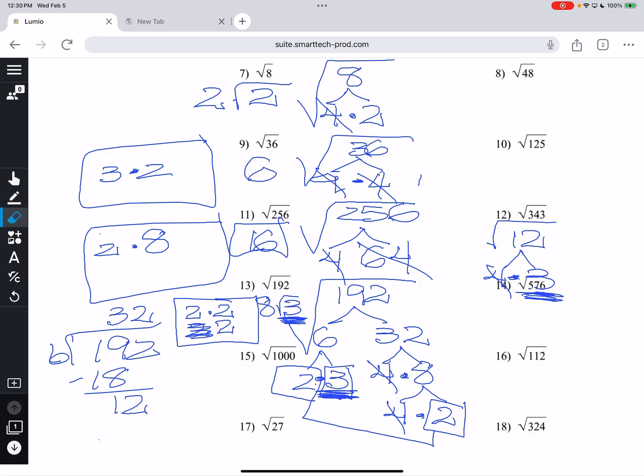How do you know when you're going to put something in the box? Well, let's go back and look at the beginning of 192. We broke it down to 6 and 32. Neither of those are perfect squares, so nothing has left. We broke 32 down into 4 times 8. 4 is a perfect square, right? The square root of 4 is 2.